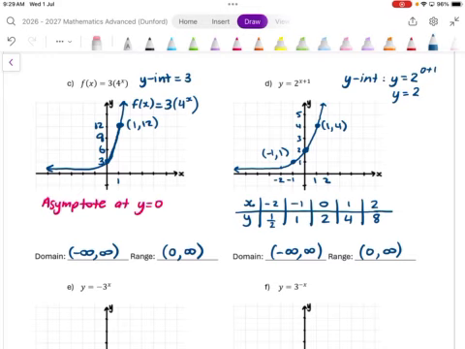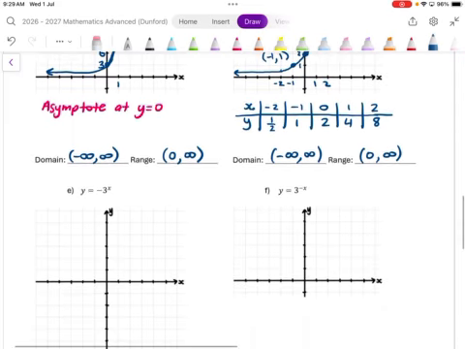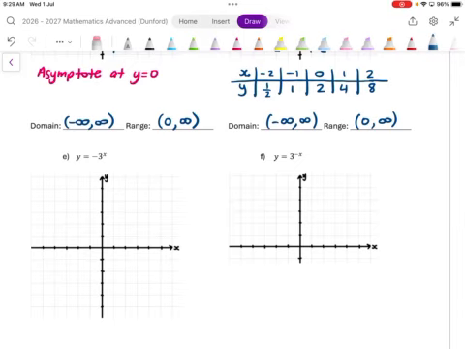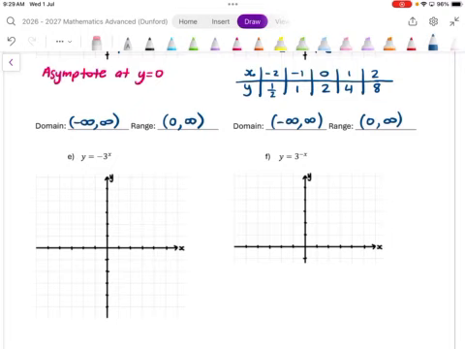The next one does look a little bit tricky, and I just realised I didn't show you one that I was going to show you. But anyway, what we have for E is y equals -3 to the power of x. So what the negative means is that we have a k value less than 0. So this means it's going to be below our x-axis.